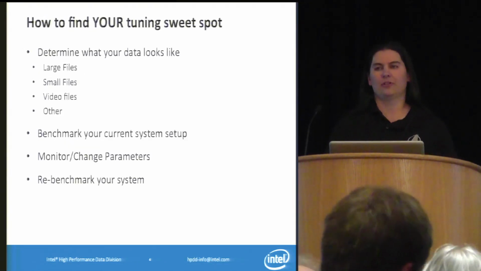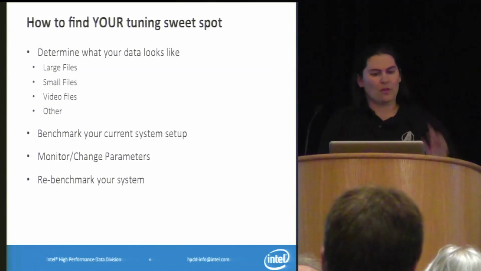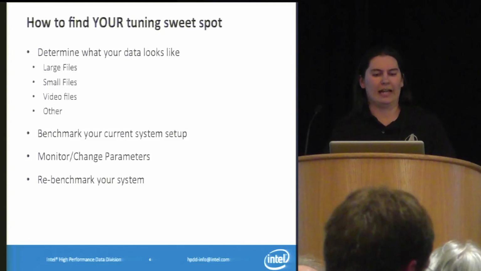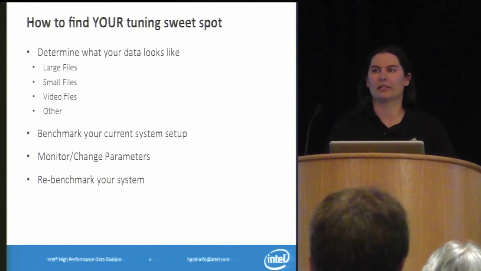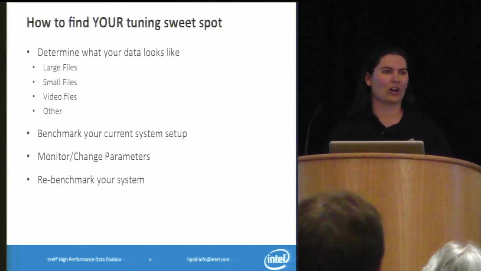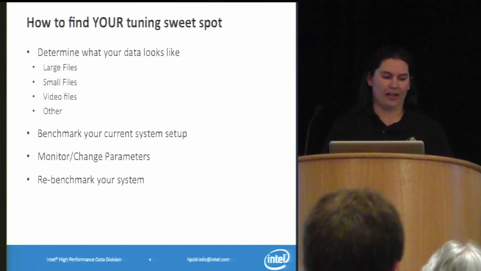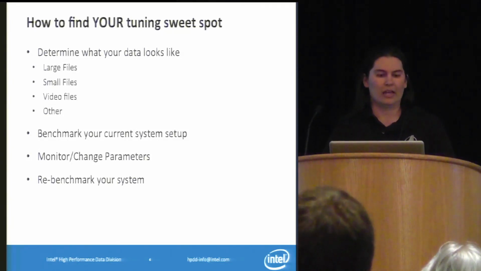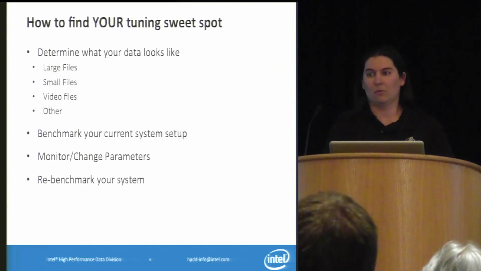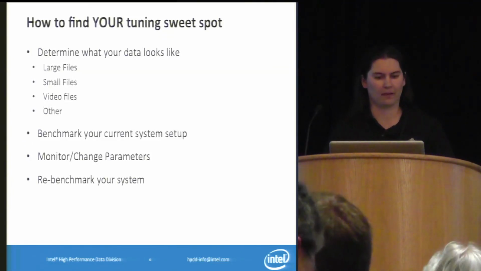So, finding your tuning sweet spot. How do you do this as an administrator? The first thing to take a look at is figuring out what type of data you're intending to run on Lustre. Are they large files? Are they small files? Are they video files? Sometimes what type of video file can make a big difference. Is it something else? What is your type of data? What specifically are you tuning for?